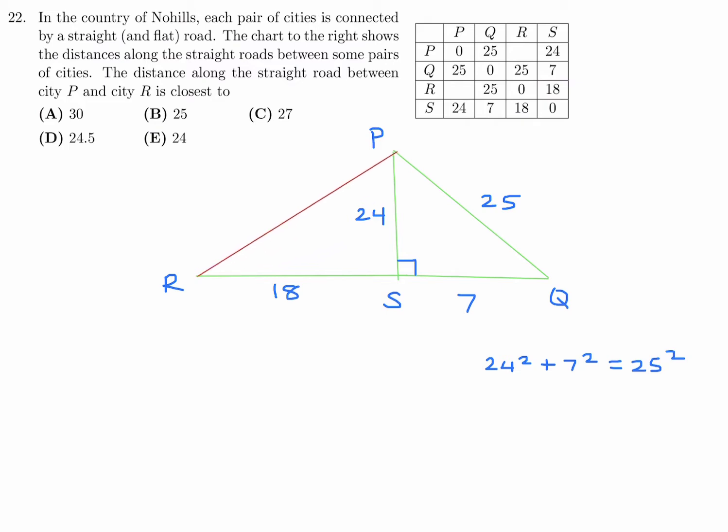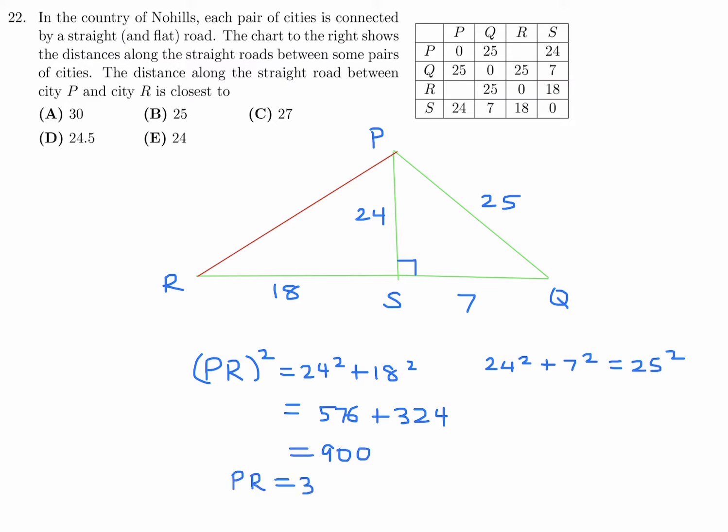So now my task is to figure out the distance from P to R. So that should be pretty straightforward using Pythagoras. PR squared is equal to 24 squared plus 18 squared. So that's going to be 576 plus 324, and that is 900. So therefore PR is the square root of 900, which is 30. So number 22, the answer is A.